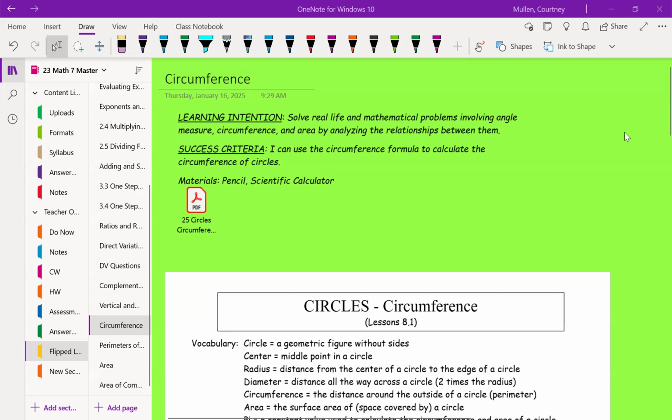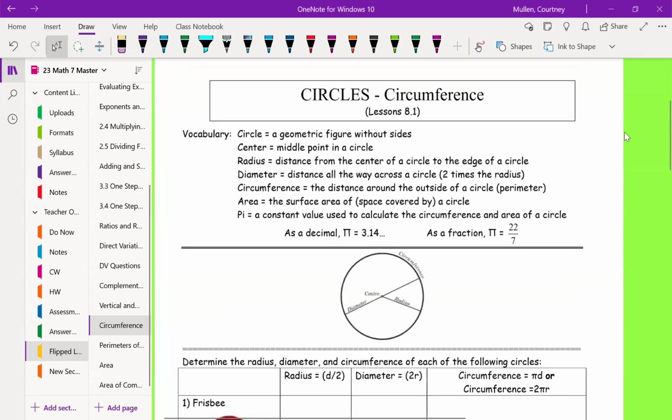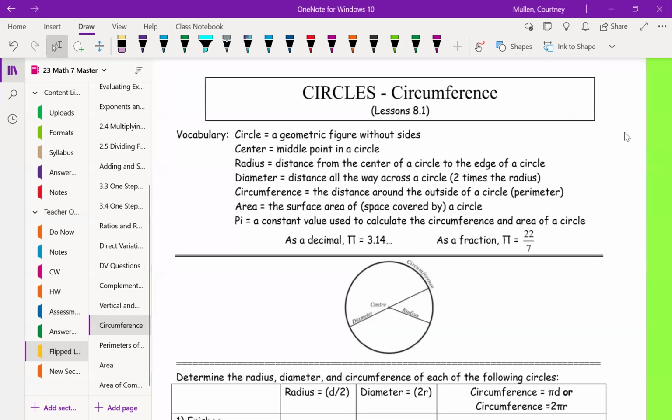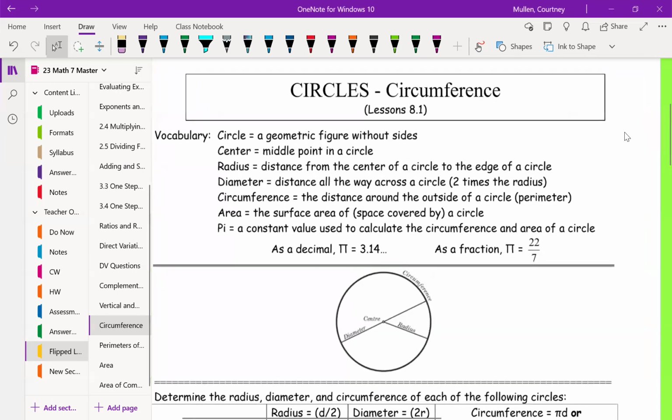You're going to need a pencil and a scientific calculator. Grab your circumference notes and let's get started. Just a brief review of some vocabulary.